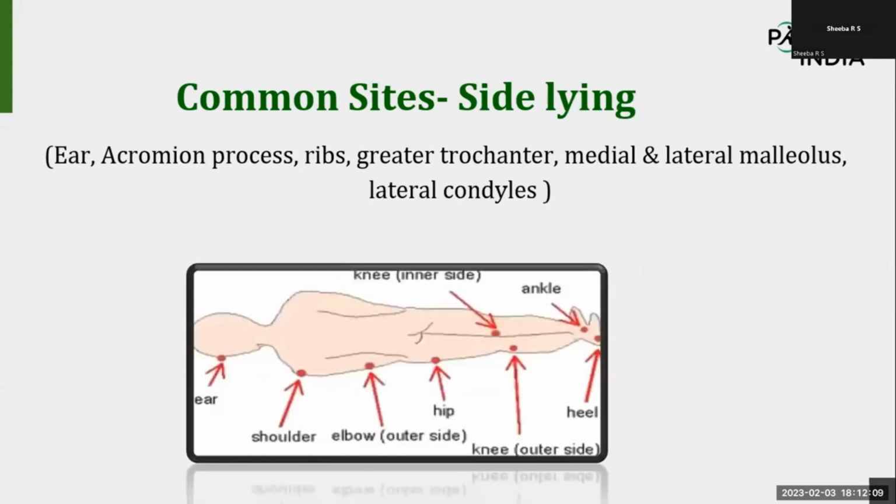Coming to the side-lying position, you can see that ears, shoulder, elbow, hip, and heel are the common, major sites. Here, you have to give special attention to the area in between the knees, because the knees rub together and can cause friction, and the patient can develop a pressure ulcer between the knees also. When the patient is lying in the lateral position, either right or left, it is better to keep a small pillow or a folded sheet in between the knees. Otherwise, it can cause a pressure ulcer.